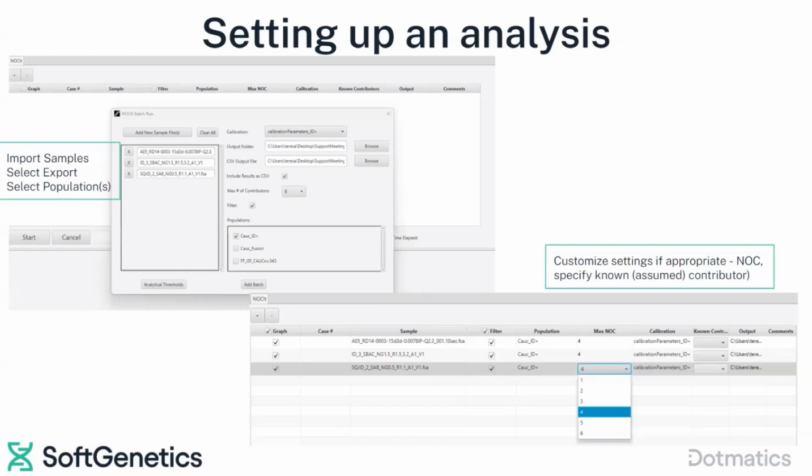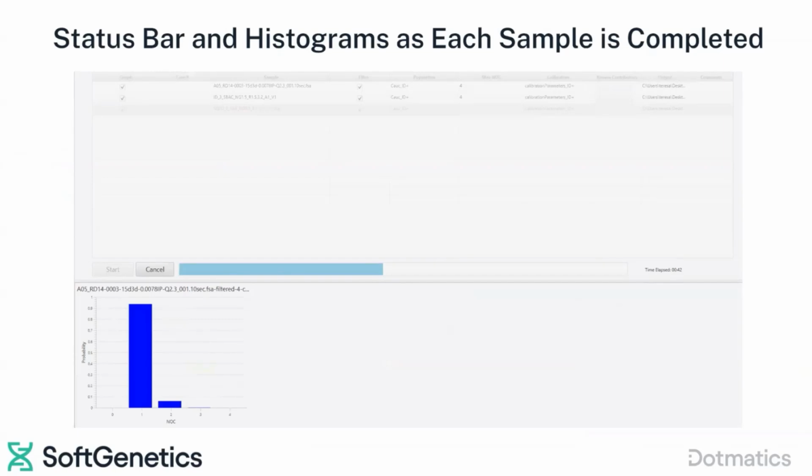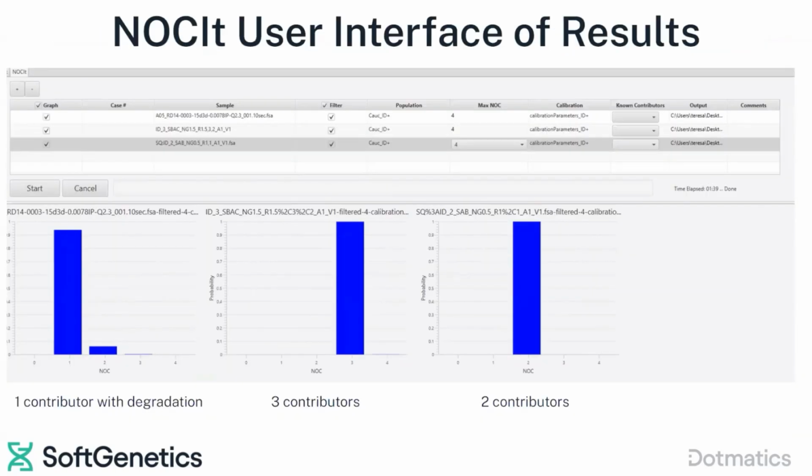Then you can make any modifications you need to for each individual mixture sample, like if you want to include a known contributor profile. Then the analysis is going to run. There's a status bar in the center, and as the analysis for each sample is completed, you'll be able to see a plot of the possible number of contributors and their probabilities. Here are 3 example samples that we ran.